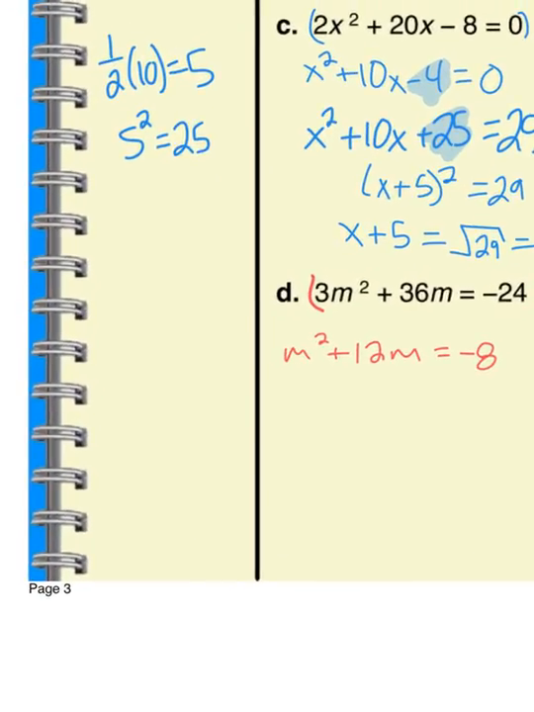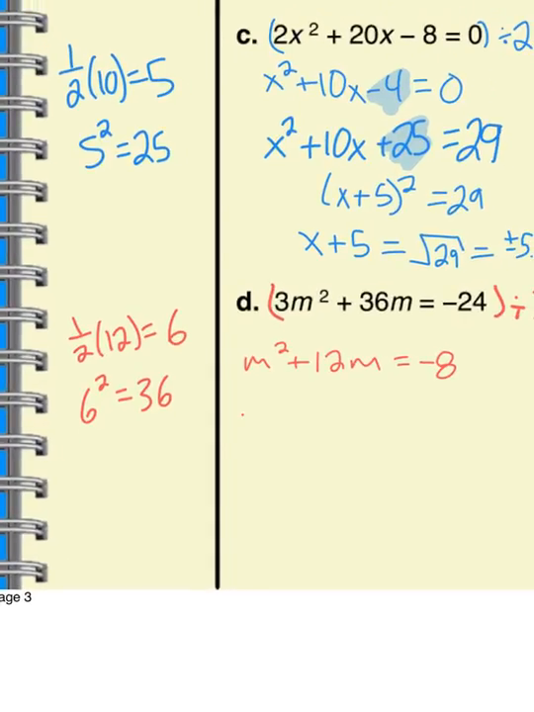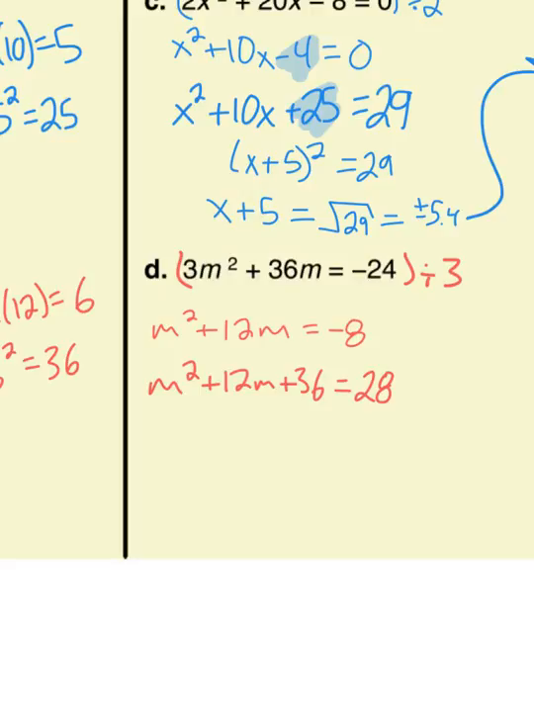Alright, now we do our complete the square method. Half of 12 is 6. 6 squared is 36. So I'm going to add 36 to both sides. m squared plus 12m plus 36 equals negative 8 plus 36, which is going to be 28. Alright, now I can factor the left side because it is a perfect square trinomial. It is equal to (m plus 6) squared.